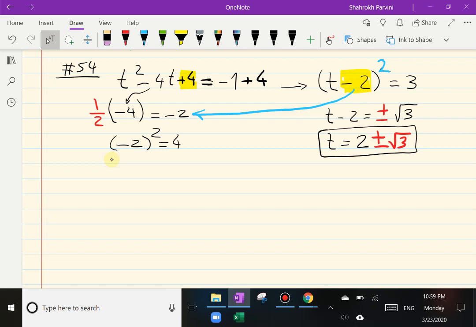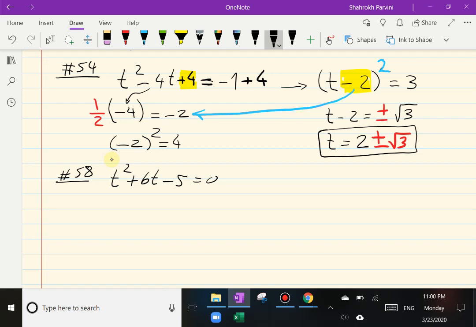Let's take a look at another one. The next one is number 58. In exercise number 58, the expression is t squared plus 6t minus 5 equals 0. Okay. Now, for this one, again, even if the equation is factorable, we want to do it by the completing the square method. So, let's take a look at how we're going to do this one.